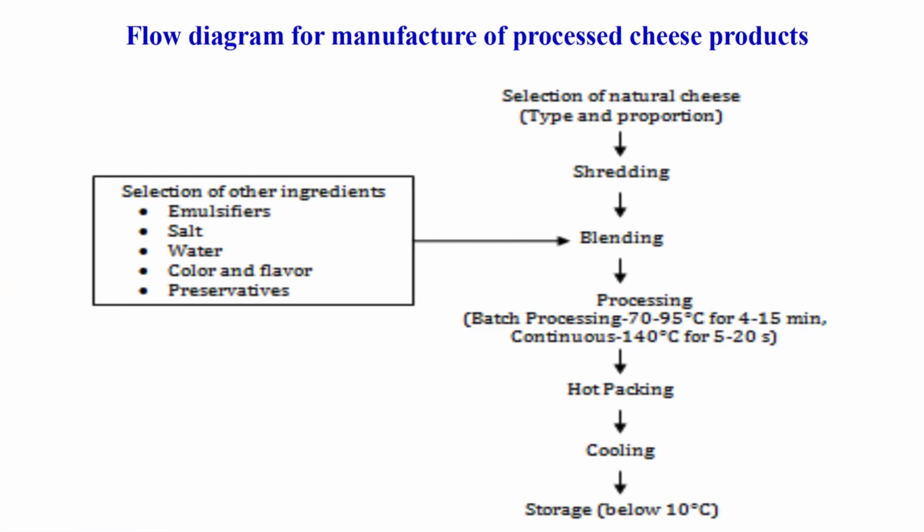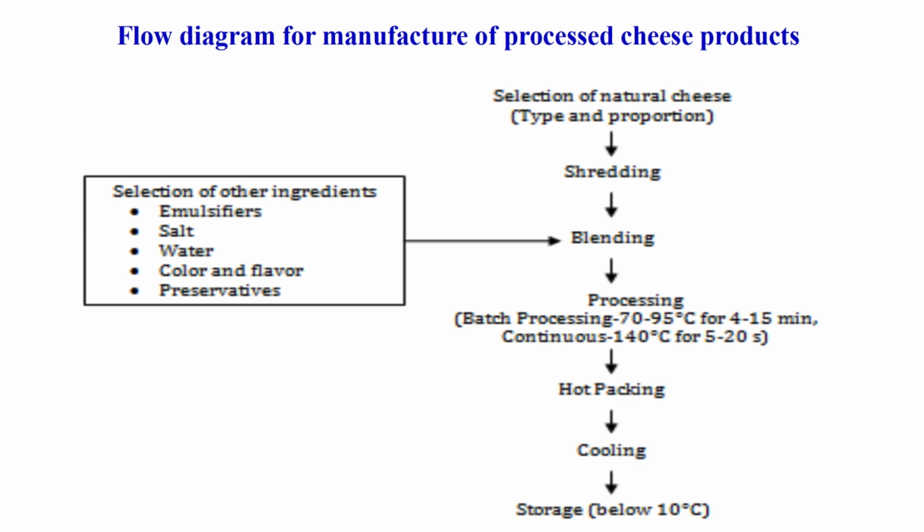We can visualize the entire process with a flow diagram. It starts with the selection of natural cheese, considering both type and proportion. Other ingredients are selected: emulsifiers, salt, water, color, flavor, and preservatives. The cheese is shredded. Everything is processed using either batch or continuous methods. The product is then hot packed, cooled, and finally stored below 10 degrees Celsius.